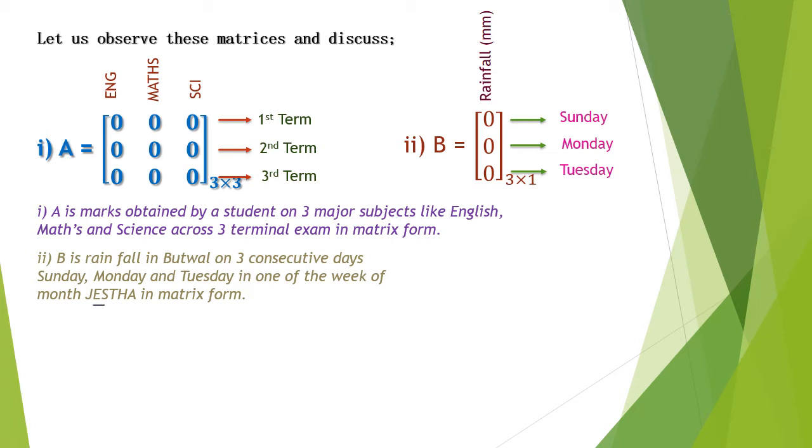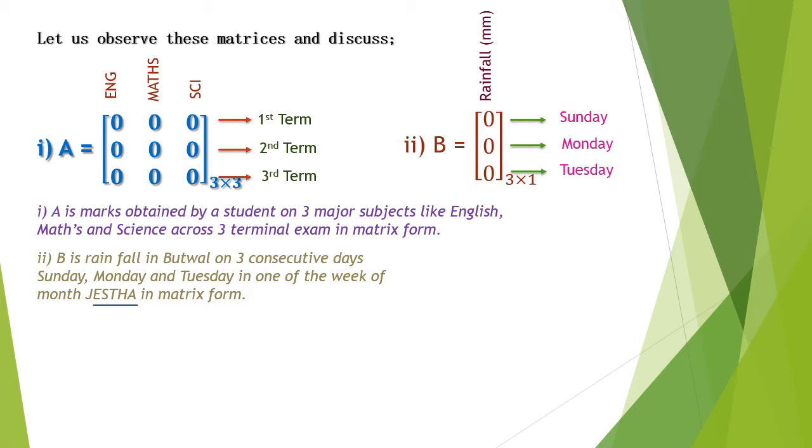The month of Jyeshta is a dry month, especially in the Terai region. It's very hot and humid, and the chance of rainfall throughout the month of Jyeshta is very minimal. The temperature rises up to 40, 42 degrees in that period. So there was no rainfall on Sunday, Monday, and Tuesday of any week.